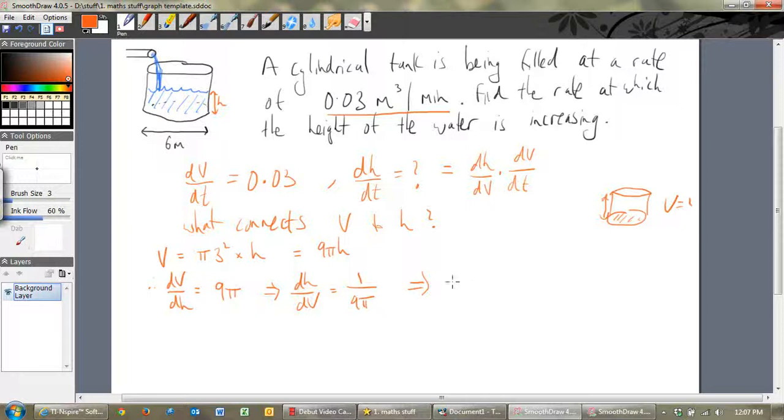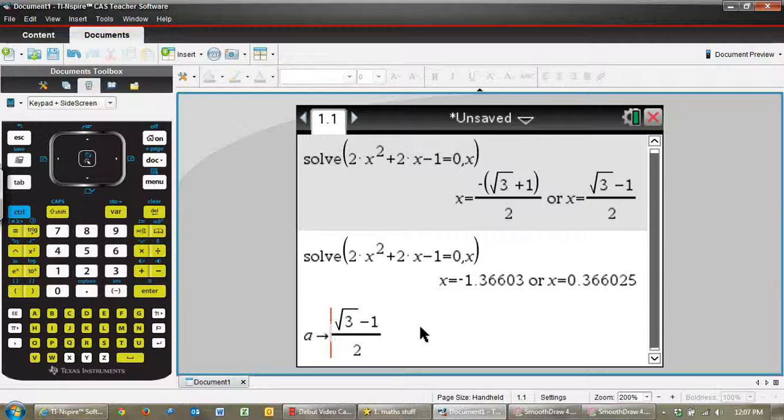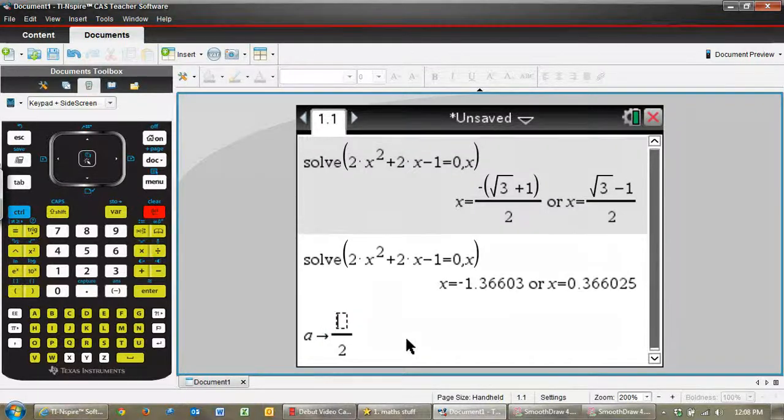Therefore, back up the top now, dh on dt is equal to dh on dv, 1 on 9 pi, times dv/dt, which is 0.03. And this will be your rate. And let's just put that into the calculator: 1 on 9 pi times 0.03.